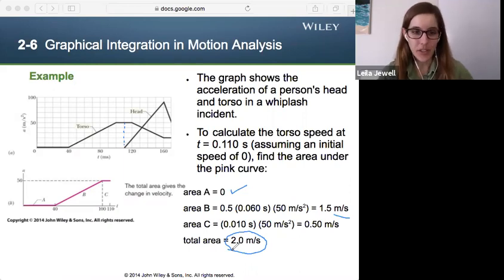So, neat example, you could figure out how fast the head is moving after another few milliseconds, but this illustrates the idea of doing a graphical integration as opposed to following the full normal integration rules. So, that brings us through this section.